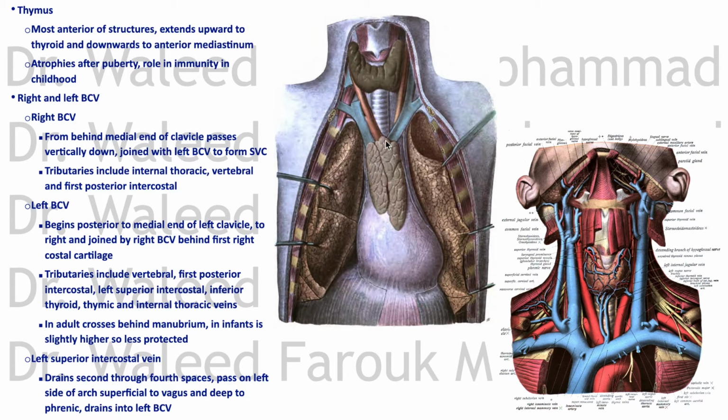In children or in infants, because of the small thoracic cage and all the structures inside, it's slightly above the level of the manubrium, so it's exposed in infants, not like the adults where all the organs and parts of the body have reached their adult size.